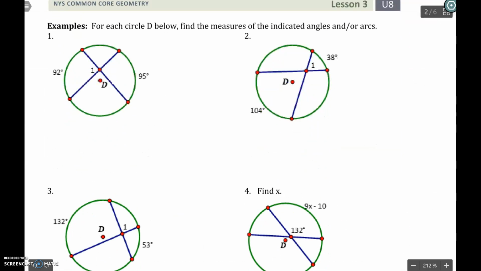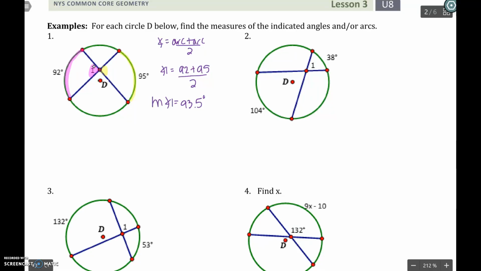All right, so on to some examples. So inside intersection, that's two chords. That is where we're going to do the average of the arcs. So the angle is going to be equal to taking the two arcs, adding them together, and dividing it by 2. So in this particular case, we're looking for angle 1, which is intercepting the 92 degrees, and then look at its vertical angle, which is intercepting the 95. We're going to average those two together. So angle 1 is going to equal 92 plus 95, and then divide it by 2. And that would be 93.5.